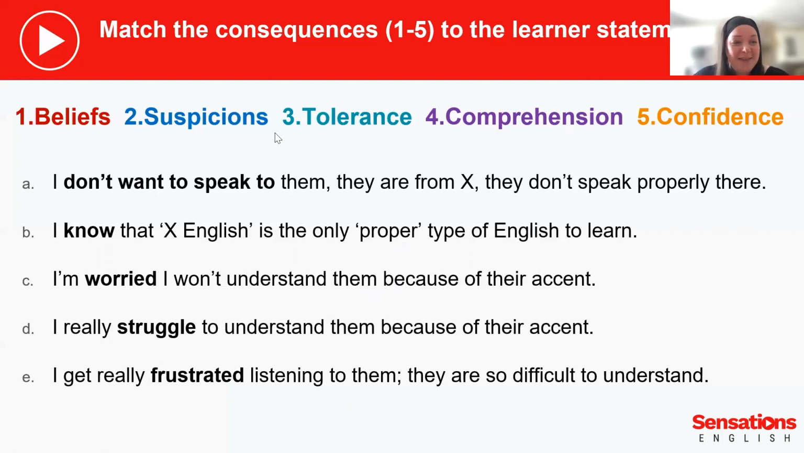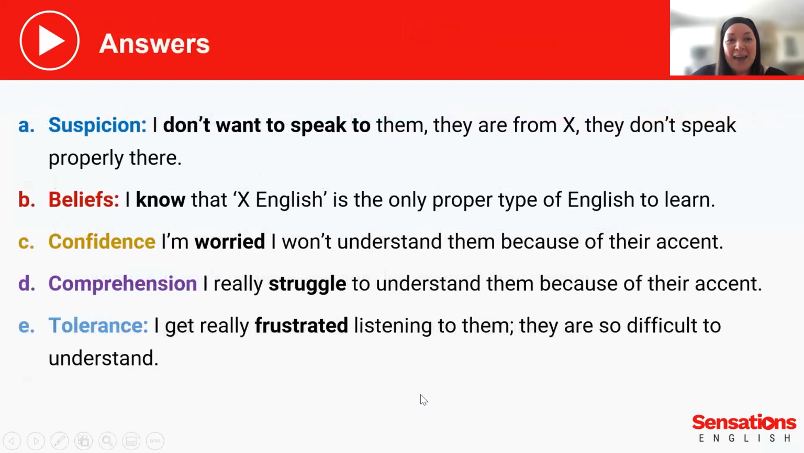So we've got 5C. So 5 is confidence, and C, I'm worried, I won't understand. Anyone else? I'm going to give you the answers in just a minute, just because we're tight on time. Okay, so here are our answers here.